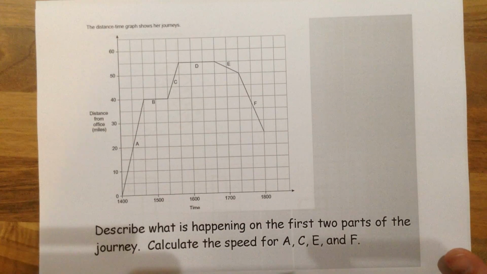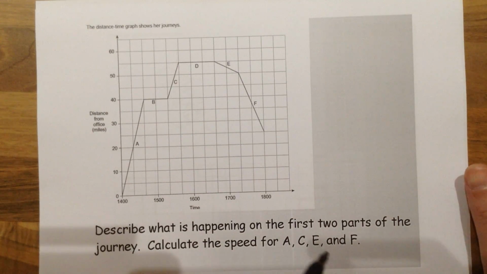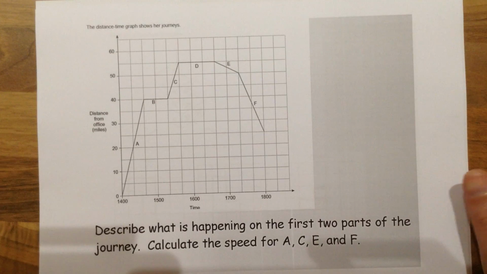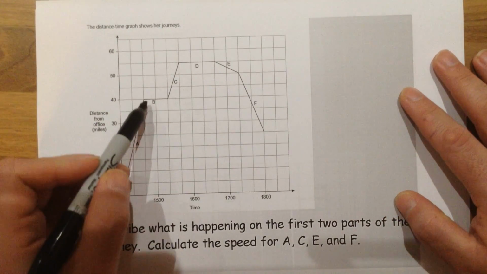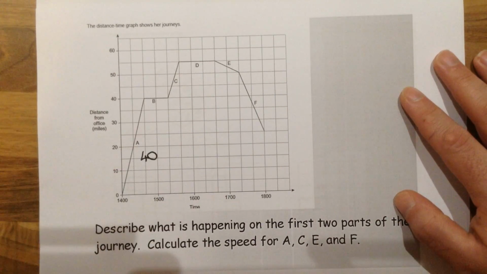It then also wants us to calculate the speed for certain sections of this diagram. Well, there's a couple of ways of doing that. Speed is equal to distance divided by time. So because it hasn't specified what time frame it wants the speed in, we can actually cheat a little bit on this one. So for section A, we have travelled in this part of the journey 40 miles.